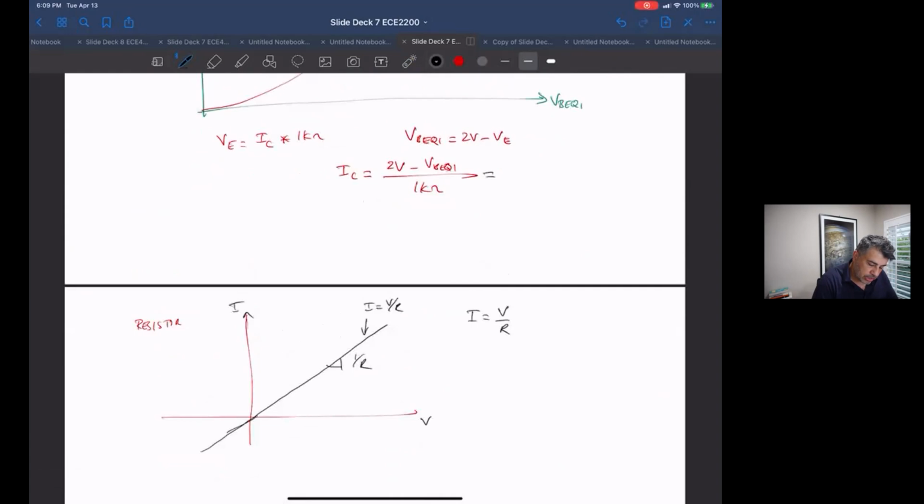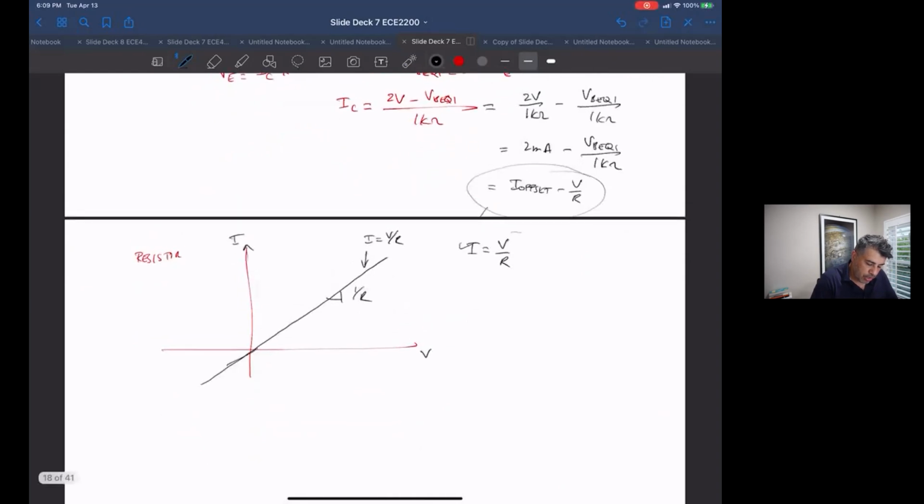Okay, let me rewrite this as 2 volts over 1 kilo ohm minus V_BE of Q1 over 1 kilo ohm, or 2 milliamps minus V_BE of Q1 over 1 kilo ohm. Just rewriting it. So basically this looks like an I offset minus a V over R, right? So that's what I'm trying to get to.